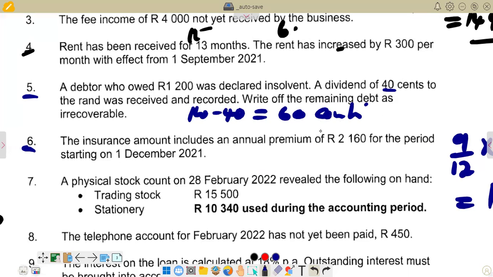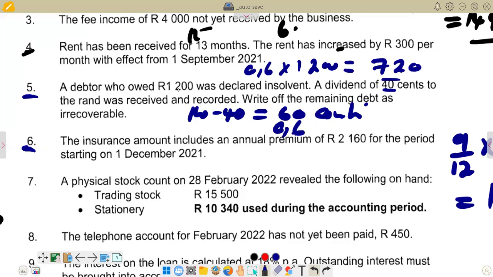So our 60 cents, we express it as a decimal, it becomes 0.6. So we say 0.6 times 1,200. Then we get the figure that is supposed to be written off as a bad debt. So we calculate that one. On bad debts, you're supposed to get 720. So this is what we have in terms of another bad debt.